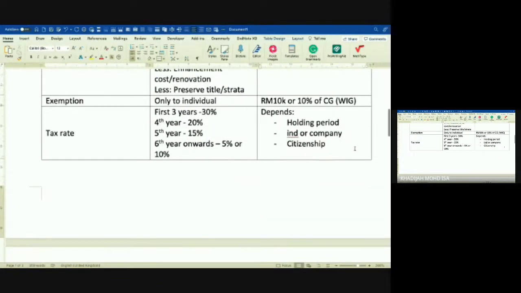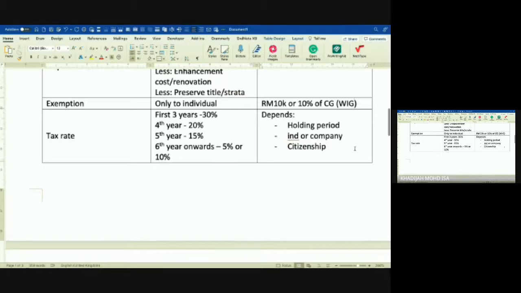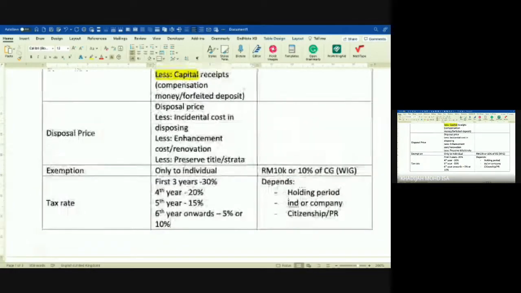All right, and then the tax rate. Once you know your balance of gain which is subject to tax, then you have to compute the tax rate. The tax rate depends on the holding period, whether you are an individual or a company, and whether you are a Malaysian citizen or permanent resident. If you are a citizen or permanent resident, then the tax rate is lower. But if you are non-citizen or non-PR, then the tax rate is higher. And the longer the holding period, the lower the tax rate. If 6 years onwards, individual is 5%, but company is 10%.